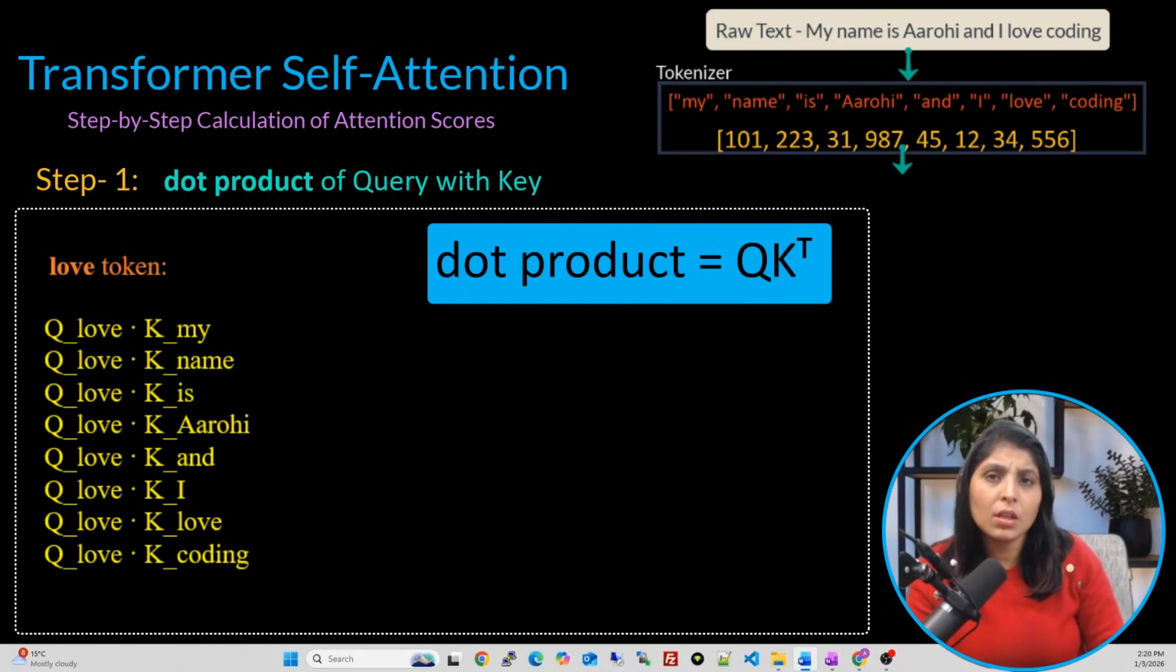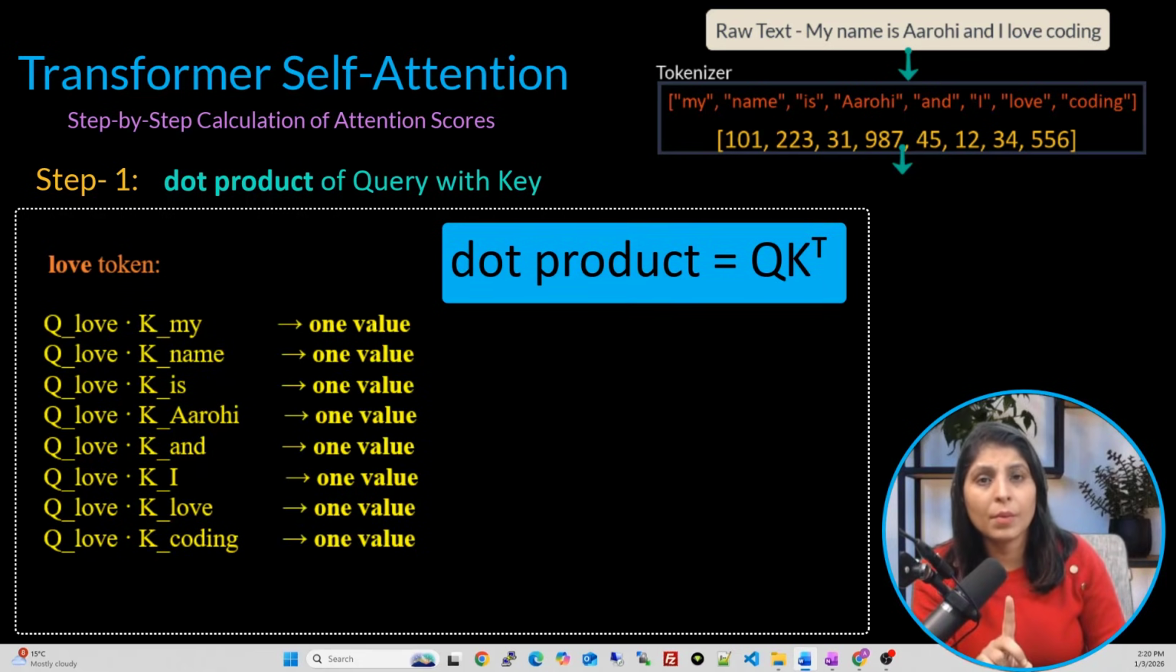And what does this mean? This means the query of the love token is asking, how much do I match with other words, or how much do I match with this word or this word? Each dot product gives us one number. If the number is large, it means the words are more related, and if the number is small, that means the words are less related. So let's see it practically.